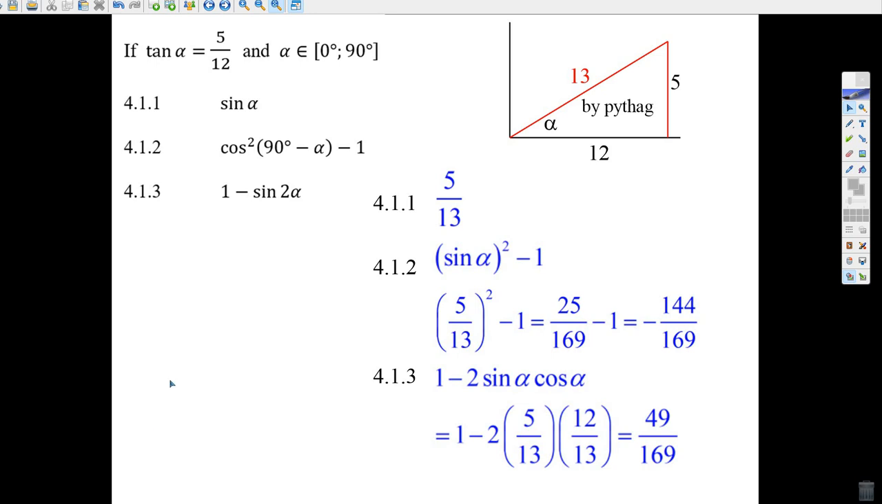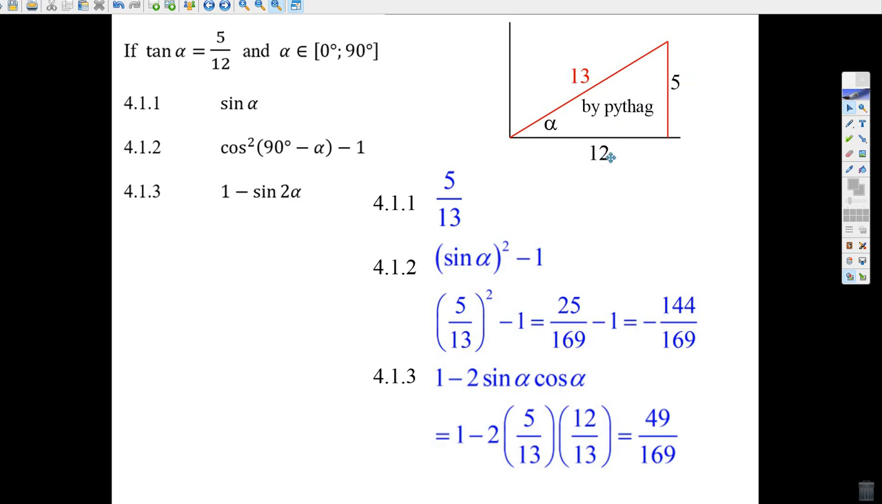Okay, now we're on to trigonometry, question 4.1, and this is a pretty standard question that's kind of straightforward because they say that the tangent of some angle is 5 over 12, and the angle is between 0 and 90 degrees. Well, gee, there's 0 and 90 degrees. We have to draw a picture, draw a sketch. And the opposite over the adjacent is what tangent is, so it's 5 over 12.